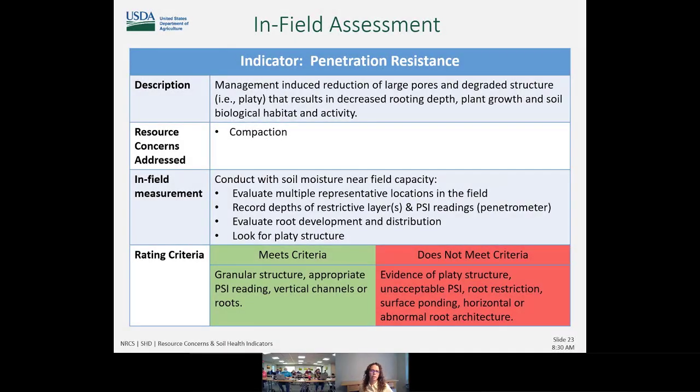So the rating criteria for this indicator are if you see granular structure and have appropriate PSI readings, or you're seeing vertical channels and good development and root depth, then you would meet the criteria. And you would not meet the criteria if there is platy structure, or if you have PSI readings that are unacceptable, or if you see evidence of root restriction, surface ponding, or abnormal root structure.